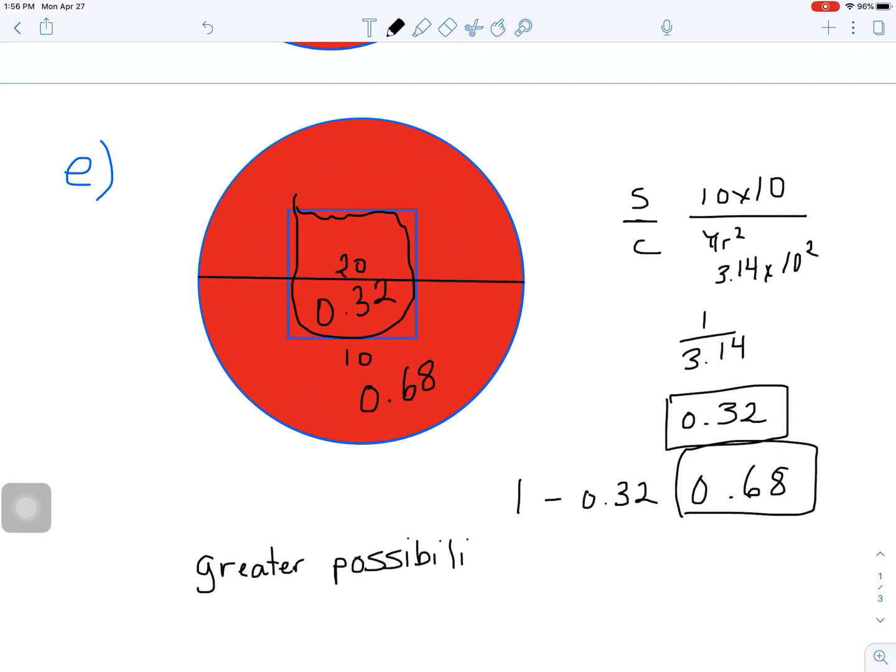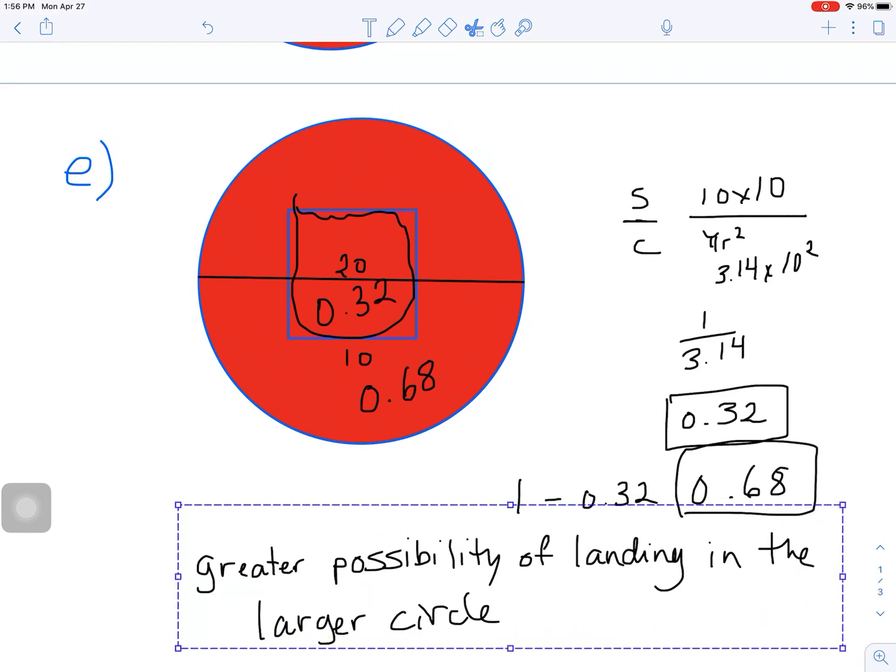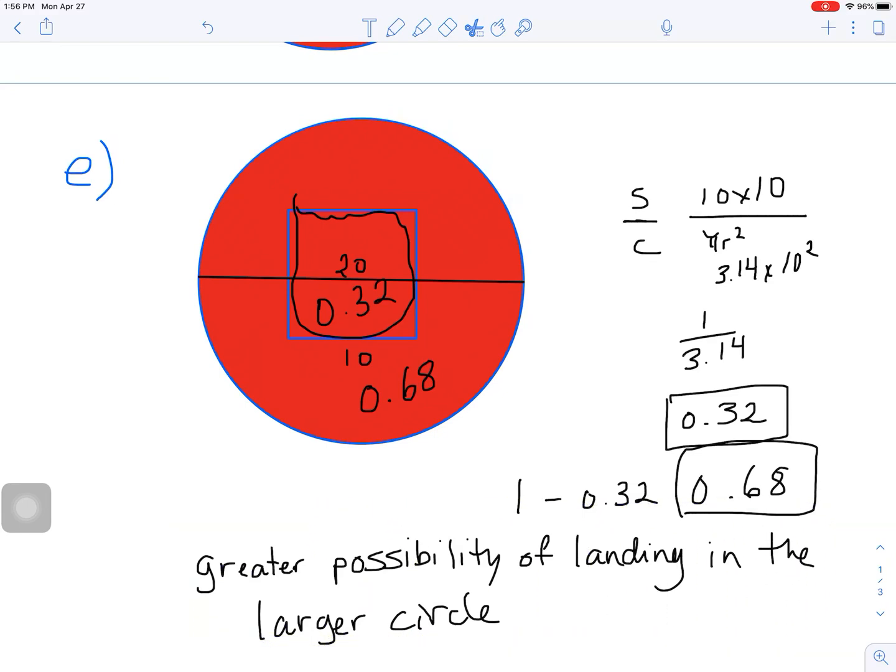So there is a greater possibility of landing in the larger circle. So it's grabbing that information that you have and making sure that you have the right details there. Hopefully that makes sense for you.